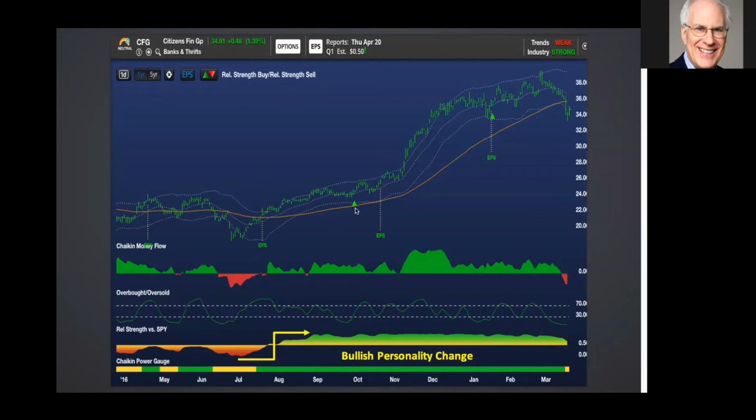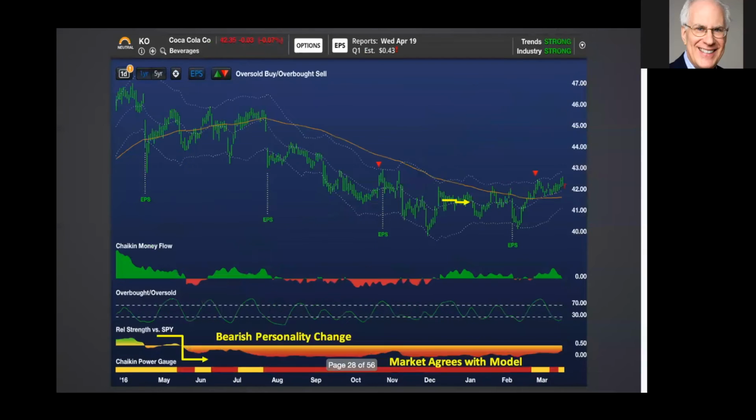But notice again how these relative strength buy signals are great for swing trading. They last 4 to 8 weeks. And you usually get 2 or 3 waves to an upper band, and occasionally you'll break through and just keep going. So bullish personality change, very important.